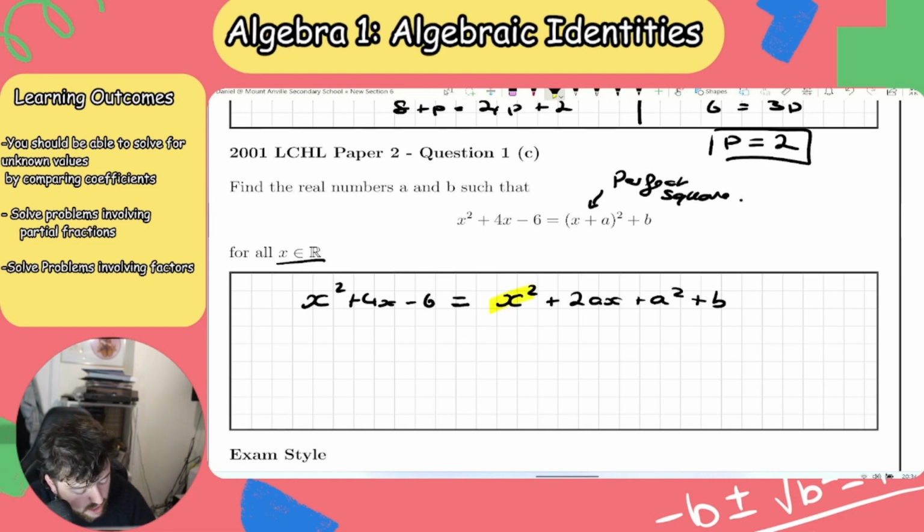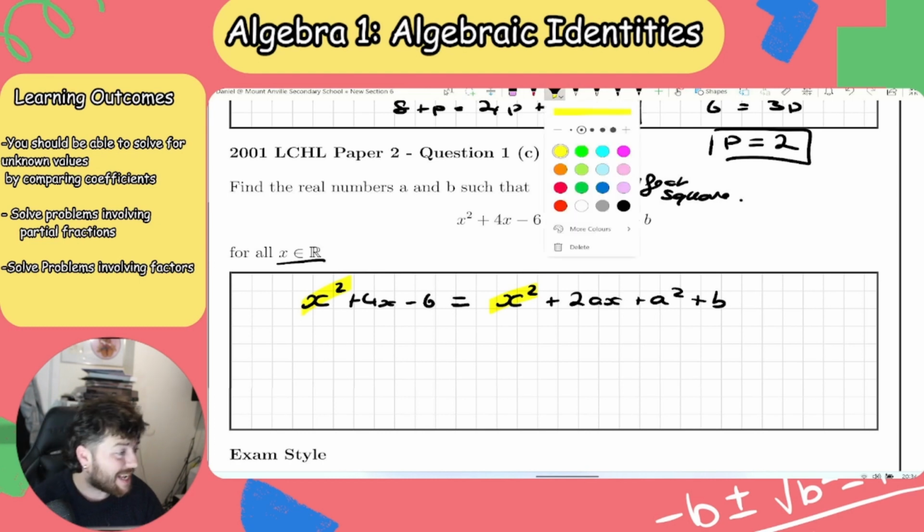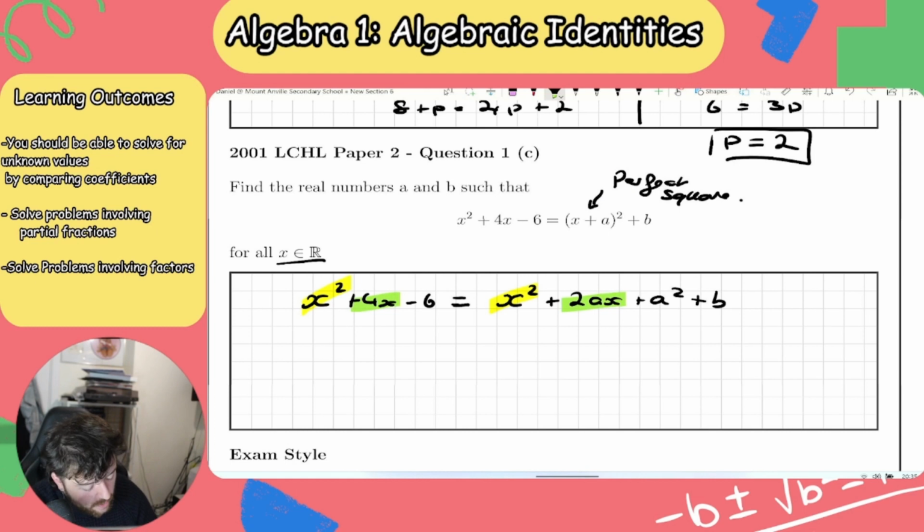So gather my like terms, x squared, no information really to be told, so I'm just going to leave that for the minute. For x, I have a 2ax here, so let's equate them. 4x is equal to 2ax, so 4 is going to be equal to 2a. a has to equal 2, right? Okay, so I have something there, and let's look at my final one here.